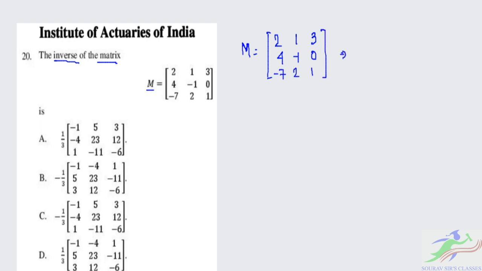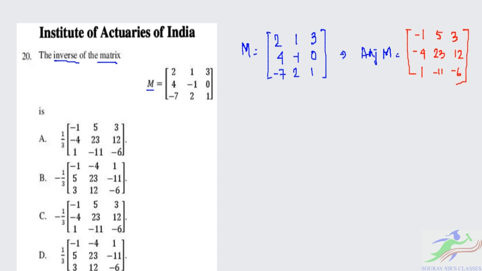So what will be the adjoint of M? It will simply be minus 1 minus 4 1, 5 23 minus 11, 3 12 minus 6. So this is the adjoint of the matrix M.